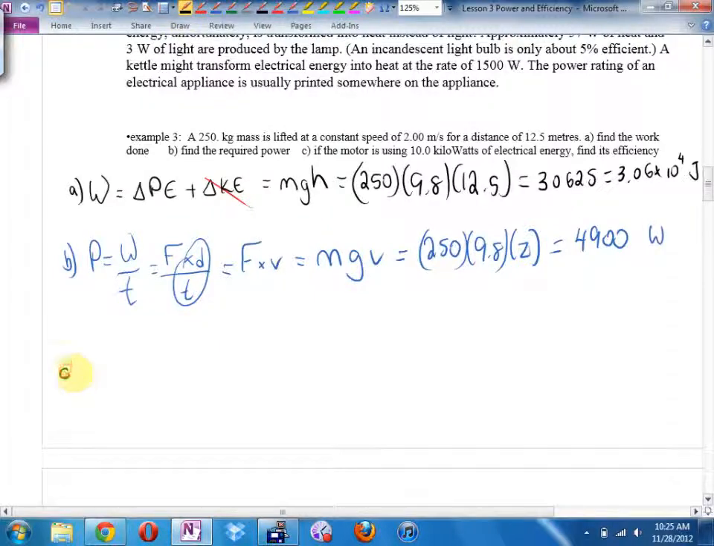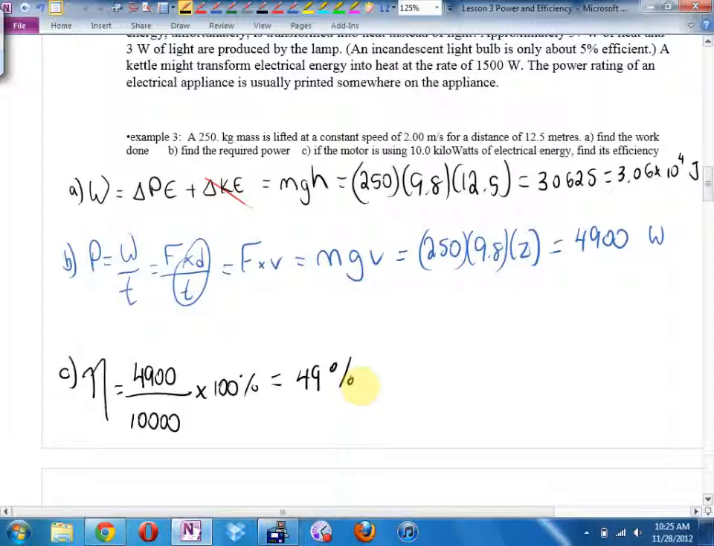C. If the motor is using 10 kilowatts, what's a kilo? Okay, so 10,000 watts. That's how much we're putting in. What's its efficiency? Efficiency is smaller number over the bigger number. Make sure the units match. 4,900 watts over 10,000 watts, and then times 100% to make it a percent. You know, I don't even need a calculator for this. I think it's going to be 49%, isn't it?